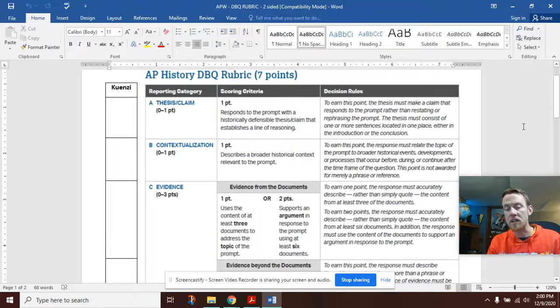So we're talking about the 30 Years' War and whether it's political and religious. Well, to earn this point, we want to relate that topic to broader historical events, developments, or processes that occurred before, during, or continue after the time frame of our question. And it's not going to be awarded for just a phrase or a passing reference. So bring it up in our intro and then revisit it somewhere in our essay.